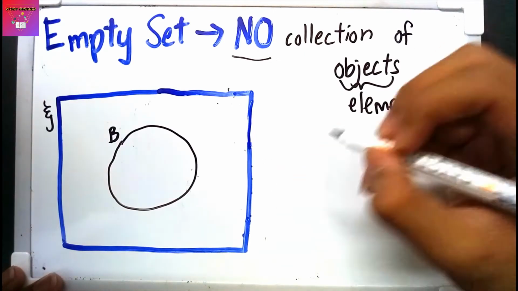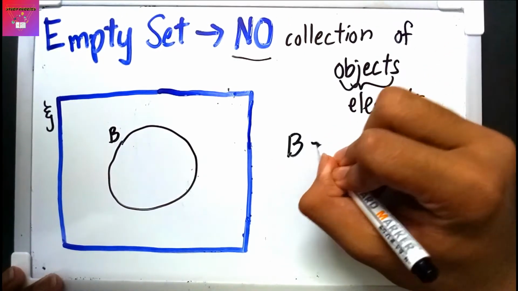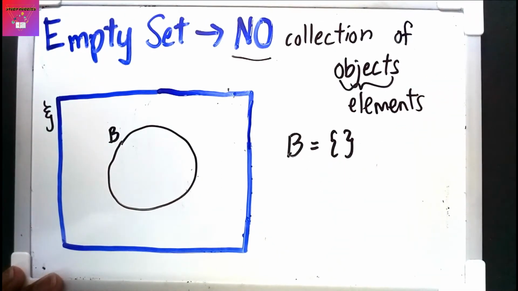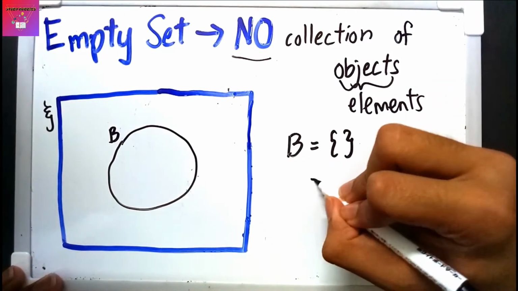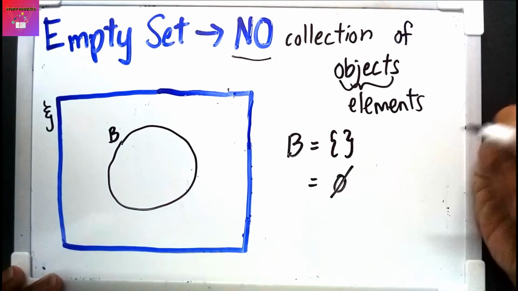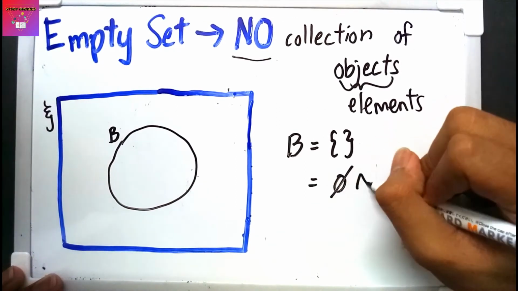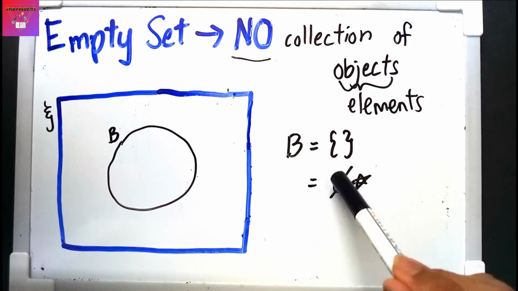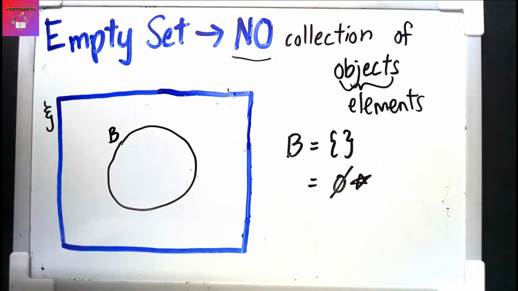How do we denote an empty set? We just write B and open and close a curly bracket. Or in a much easier way, you can just put a 0 and cross it. I prefer this method because it's much easier for me to remember: 0 crossed out, which means a set that has been crossed out.